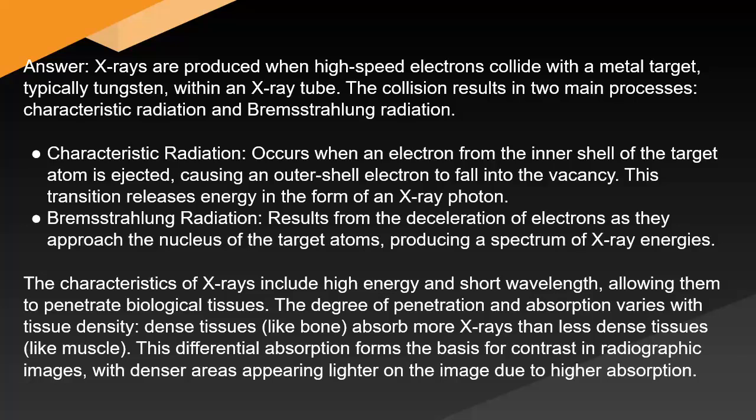Bremsstrahlung radiation results from the deceleration of electrons as they approach the nucleus of the target atoms, producing a spectrum of X-ray energies. The characteristics of X-rays include high energy and short wavelength, allowing them to penetrate biological tissues. The degree of penetration and absorption varies with tissue density. Dense tissues like bone absorb more X-rays than less dense tissues like muscle.